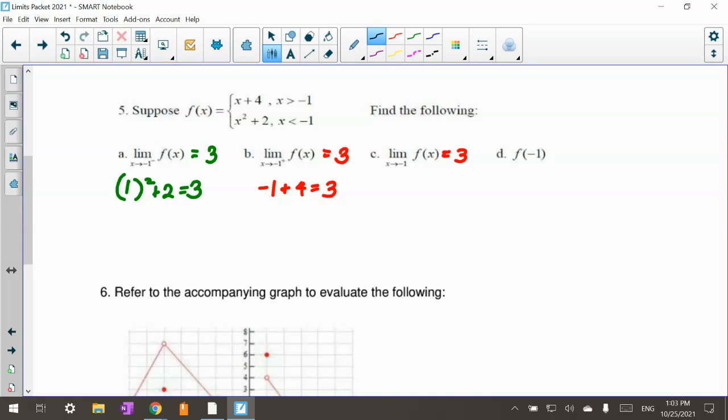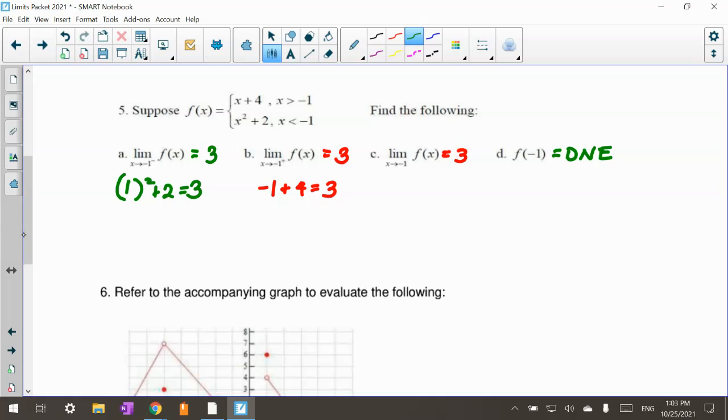Now the next one is f of negative 1. Does f of negative 1 exist? And I showed you here there's no line, so f of negative 1 does not exist. We can do the limits, but the point negative 1 is not even on the graph. There's a hole there, even though your graphing calculator doesn't really show it.